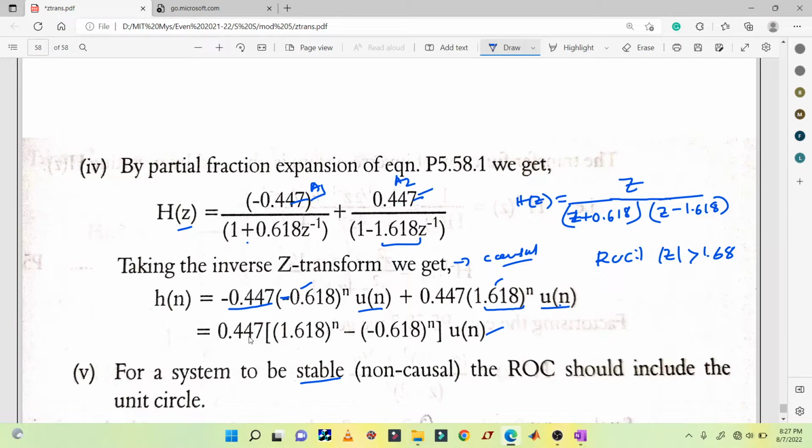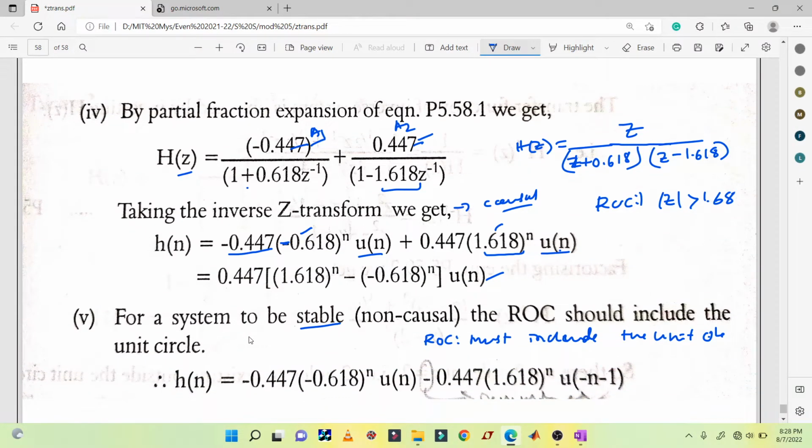For stability, what is the condition? ROC must include the unit circle. Correct? Unit circle, that is what is given here. So the magnitude of z can be greater than 0.618 but lesser than 1.618. Okay, that means this would be a right sided sequence, whereas this would be a left sided sequence.